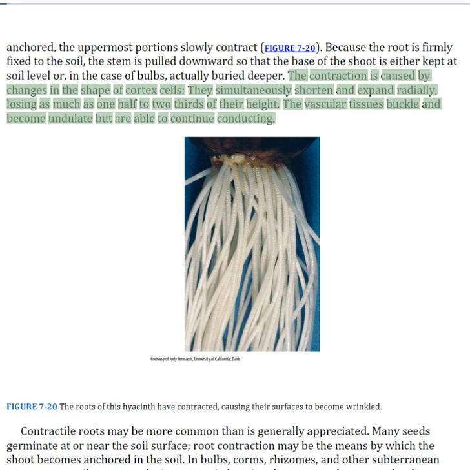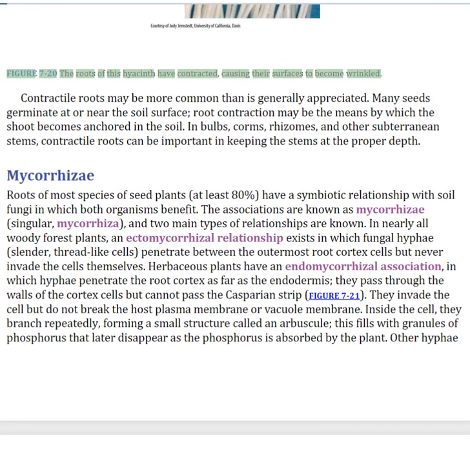The contraction is caused by changes in the shape of cortex cells. They simultaneously shorten and expand radially, losing as much as 1/2 to 2/3 of their height. The vascular tissues buckle and become undulate but are able to continue conducting. Figure 7:20. The roots of this hyacinth have contracted, causing their surfaces to become wrinkled.